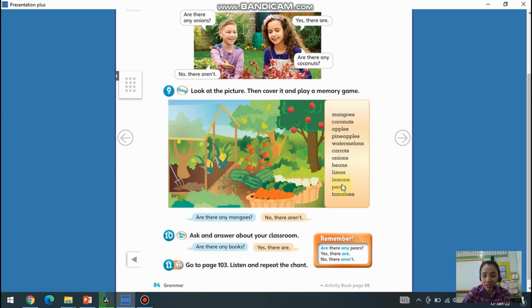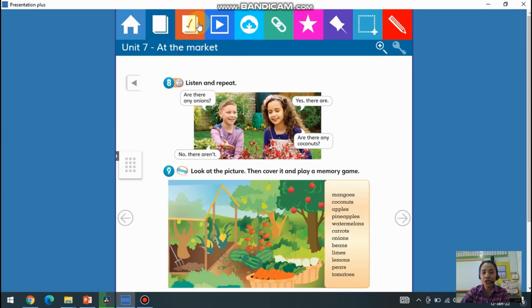Are there any lemons? Yes, there are. Are there any pears? Yes, there are. Are there any tomatoes? Yes, there are. So by looking at the picture, you can answer yes, there are, or no, there aren't. Okay?